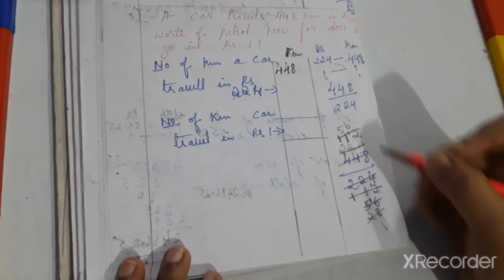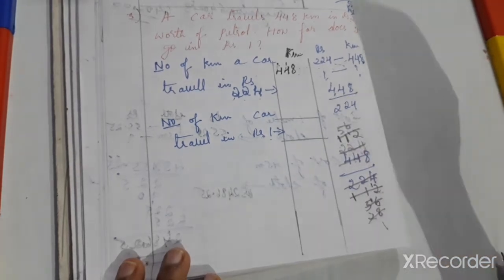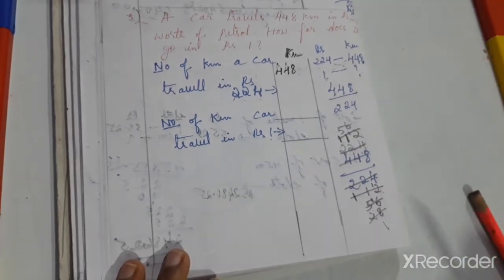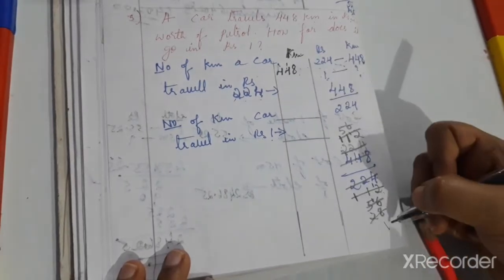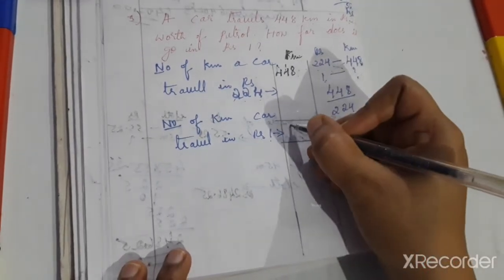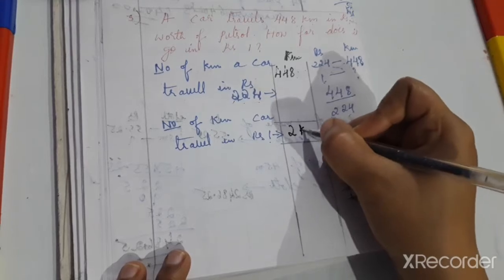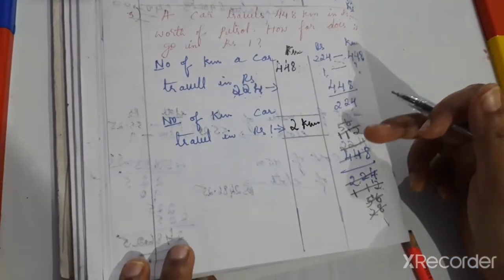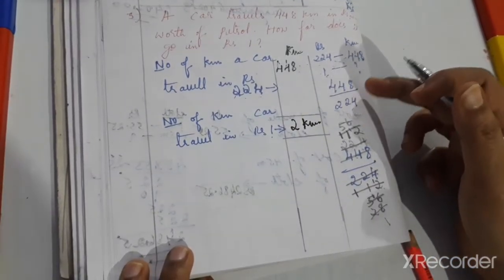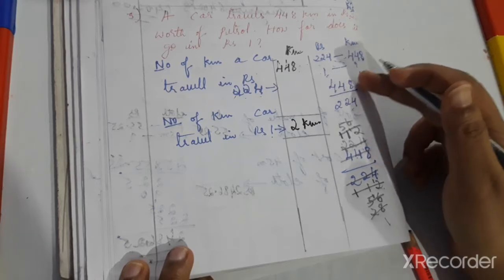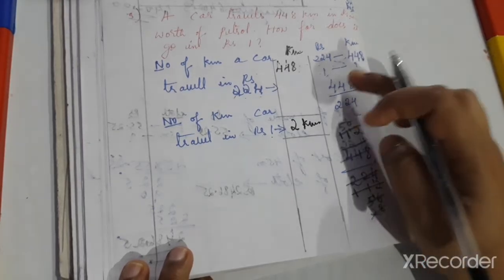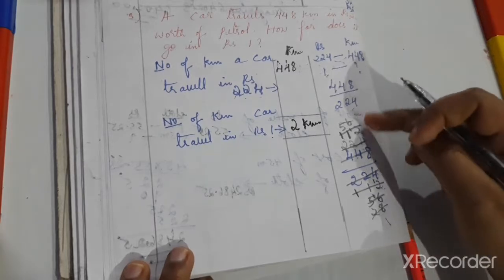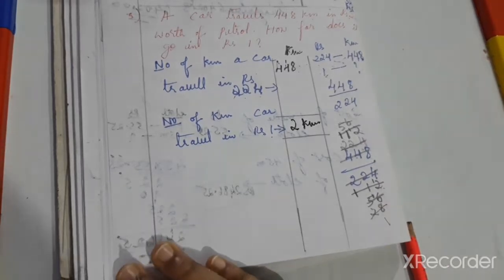28 ones are 28, 28 twos are 56. So the answer is 2 kilometers. Or directly you can divide 448 by 224. You can directly divide it or simplify by reducing the value.